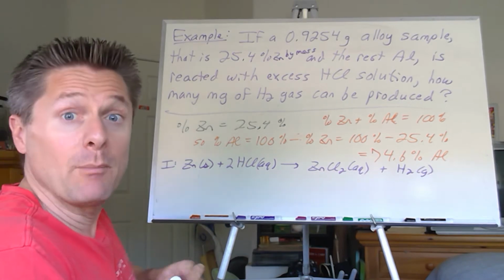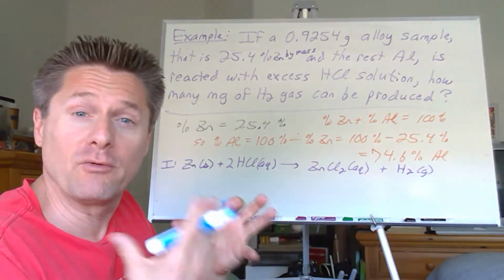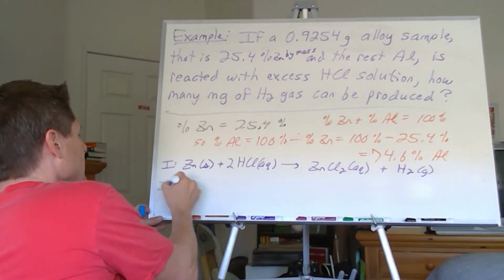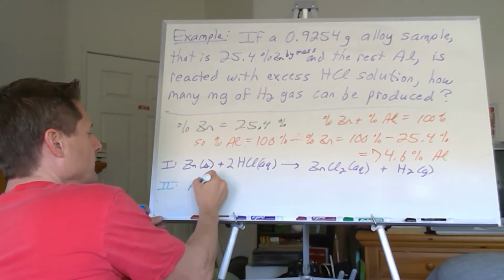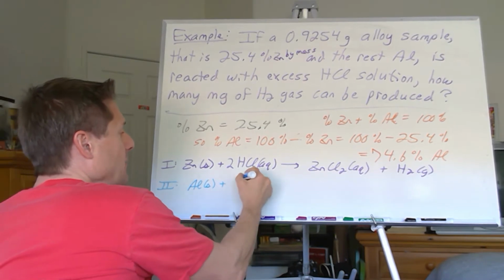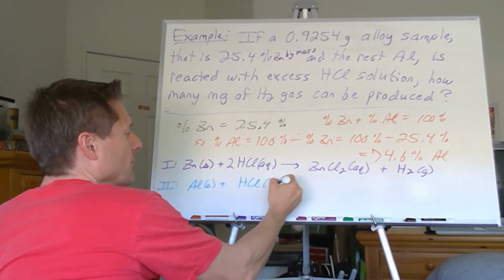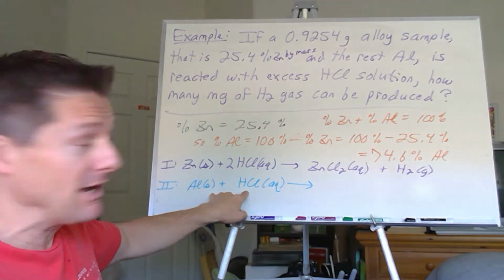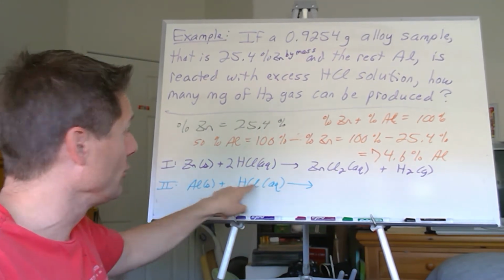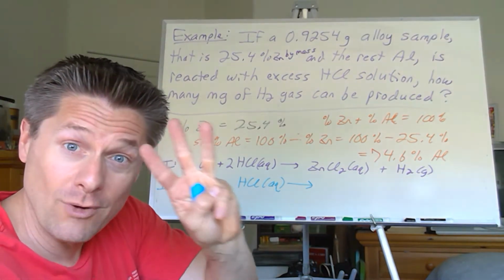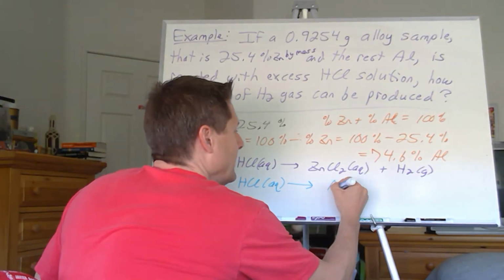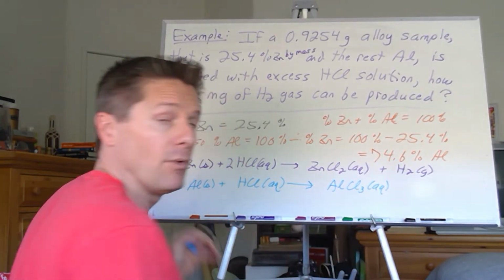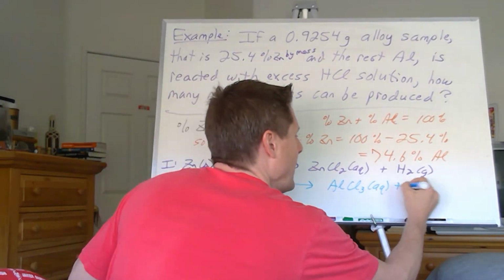Let's do the same one, but let's do aluminum. Remember, both metals will be reacting simultaneously when we add the hydrochloric acid. So let's look at the second equation. Same concept. Aluminum plus the hydrochloric acid, same idea. We're going to get hydrogen gas and then the aluminum chloride. Aluminum's a +3, so we're going to get AlCl3, which is also soluble. We're not going to get a solid or precipitate out of that.